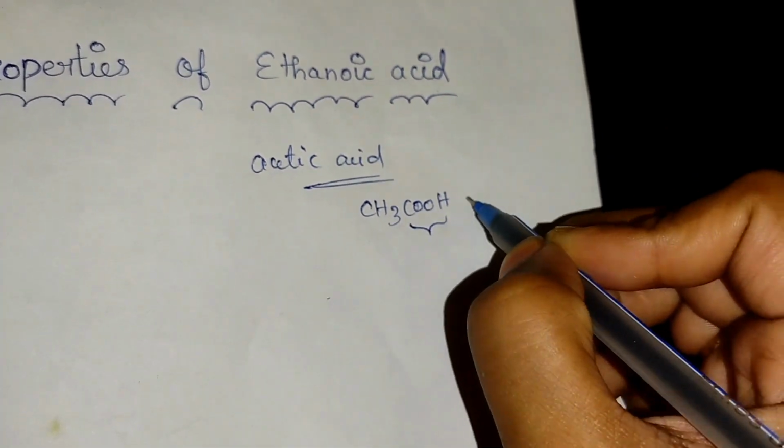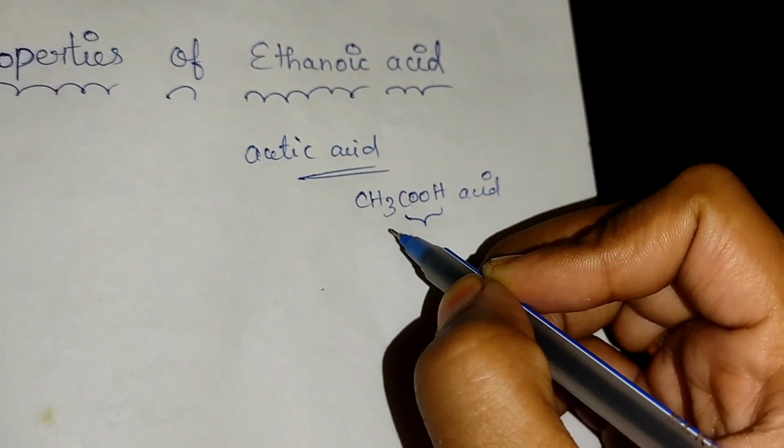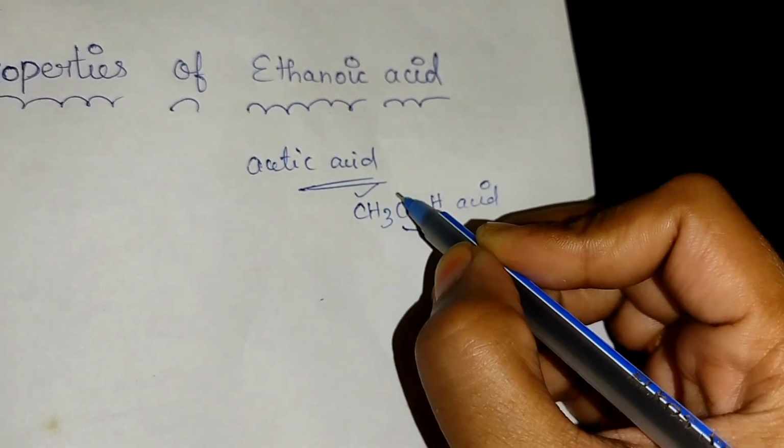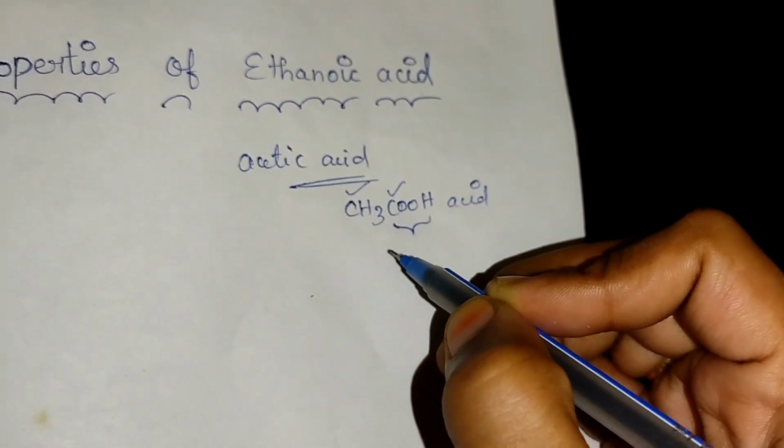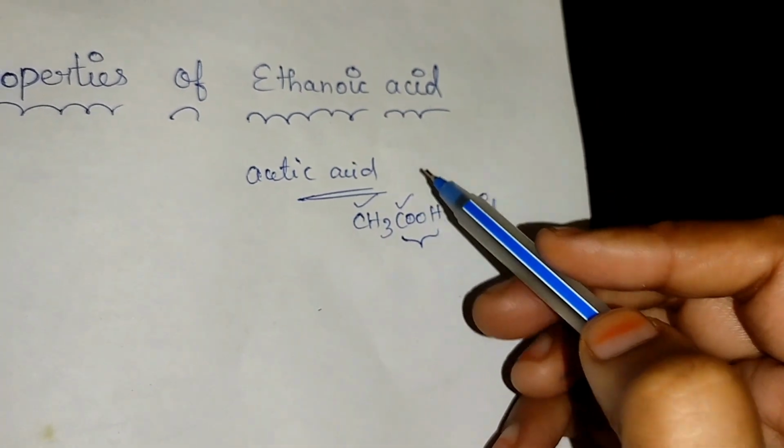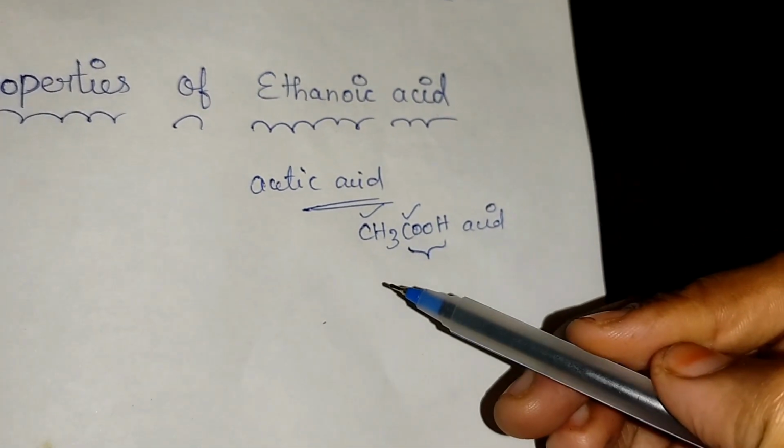Acid group is present. This is the acid group, and how many carbons are present here? Methane, ethane, 2 carbons are present. So this is known as ethanoic acid, commonly called acetic acid.